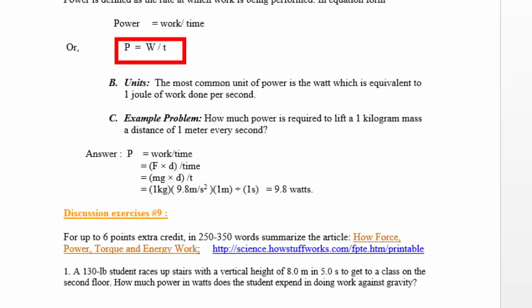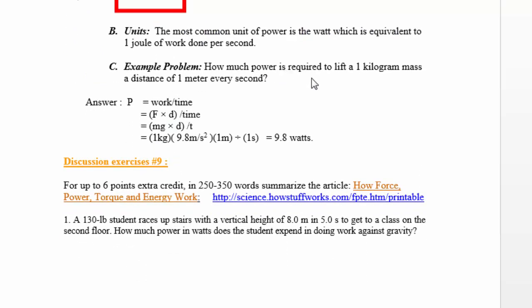Now let's look at some problems that involve calculating power due to the force of gravity. So how much power is required to lift a 1 kilogram mass a distance of 1 meter every second? Now to lift 1 kilogram, you have to apply force equal to the weight of that object. And to find the weight of 1 kilogram, you have to multiply the mass by acceleration due to gravity. So the first thing is to find the force, which is the weight of the object, because you need to apply force equal to the weight of that object to be able to lift it. So 1 kilogram times 9.8 will give you the force that needs to be applied.